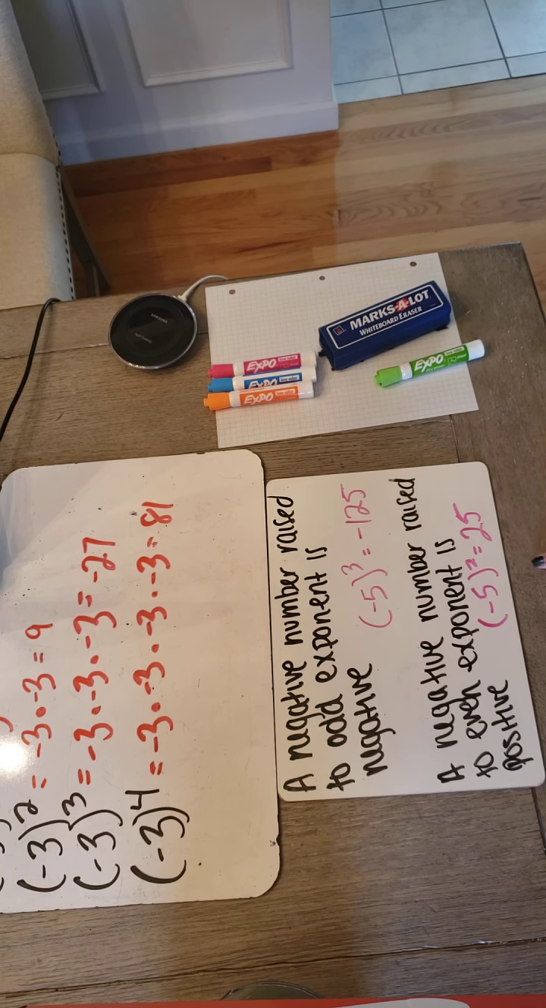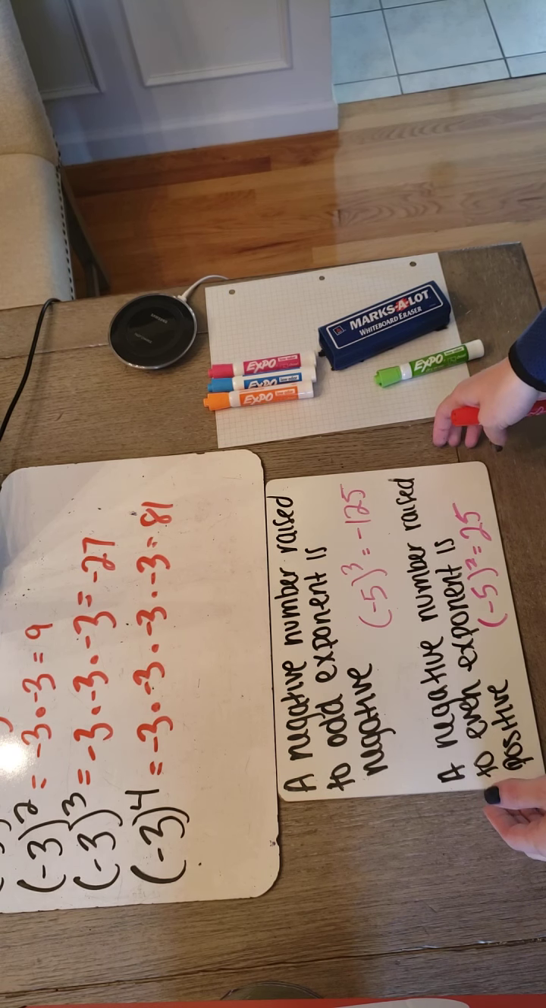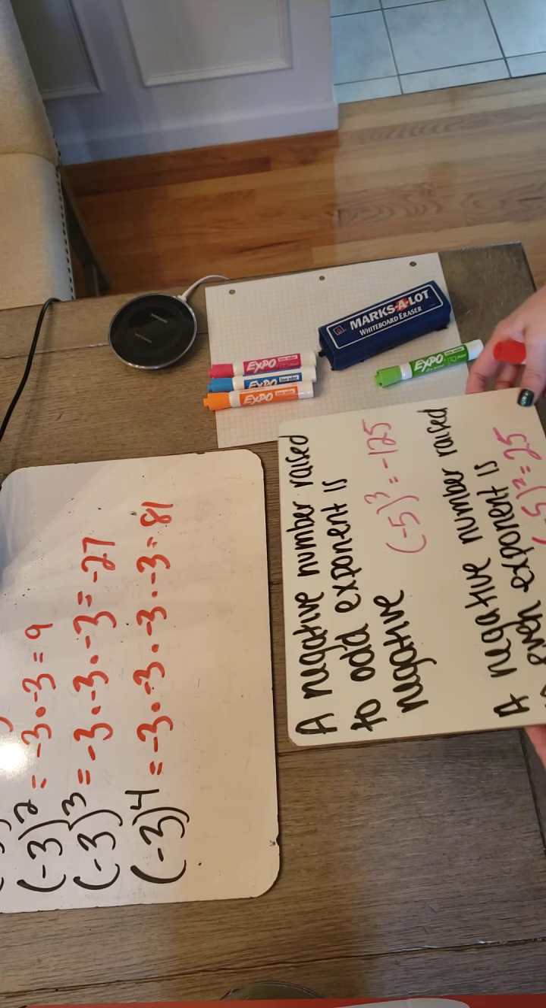So negative 5 squared is 25. If you have negative 5 to the 60th power, you know it's going to be positive. If you have negative 5 to the 100th power, you know it's going to be positive. So even exponents will give you a positive answer. Odd exponents will give you a negative answer.